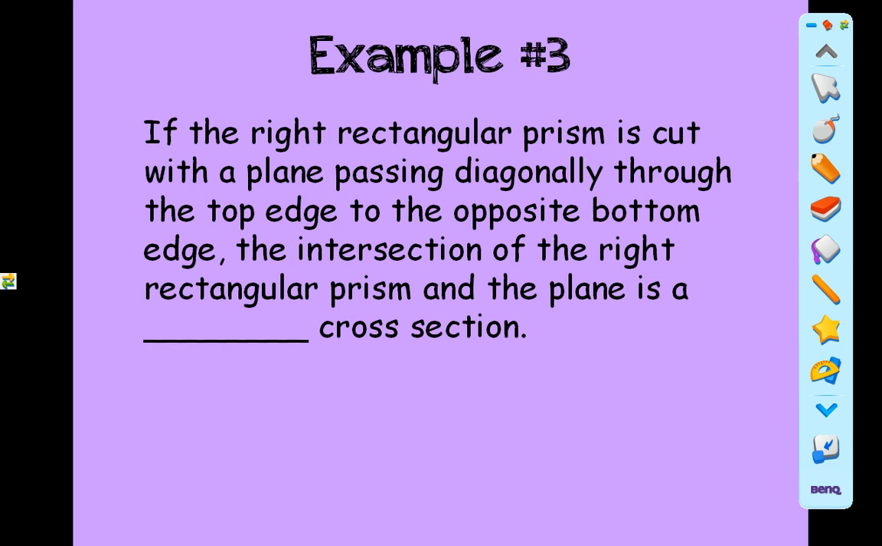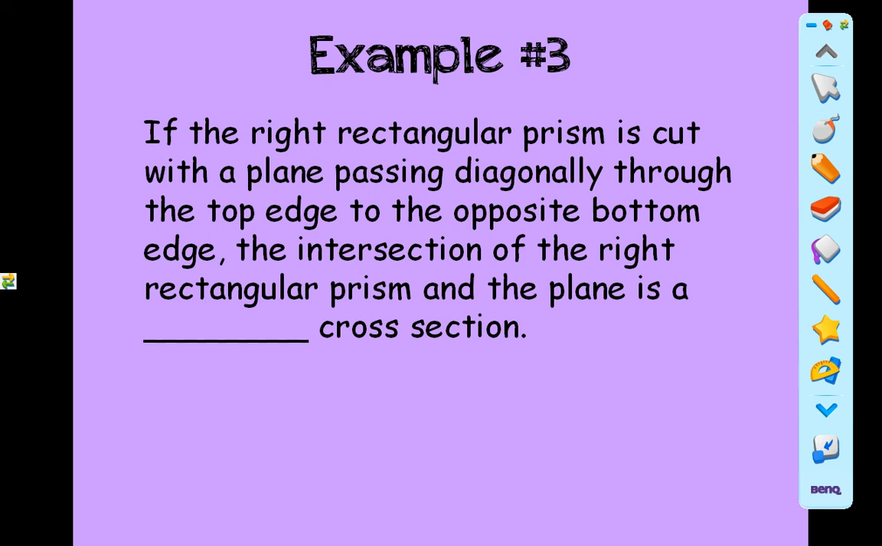Example number 3. If the right rectangular prism is cut with a plane passing diagonally through the top edge to the opposite bottom edge, so we're going at an angle through the right rectangular prism, the intersection of the right rectangular prism and the plane is a blank cross-section. So if we cut it in half, what is that cross-section going to look like?